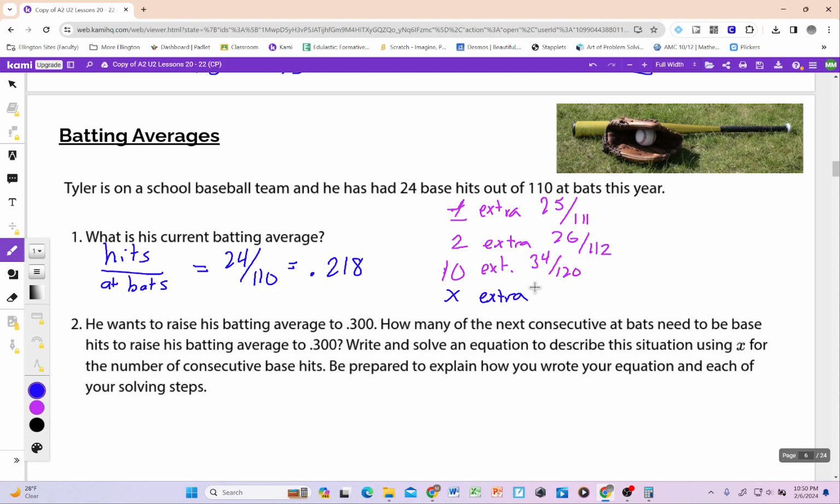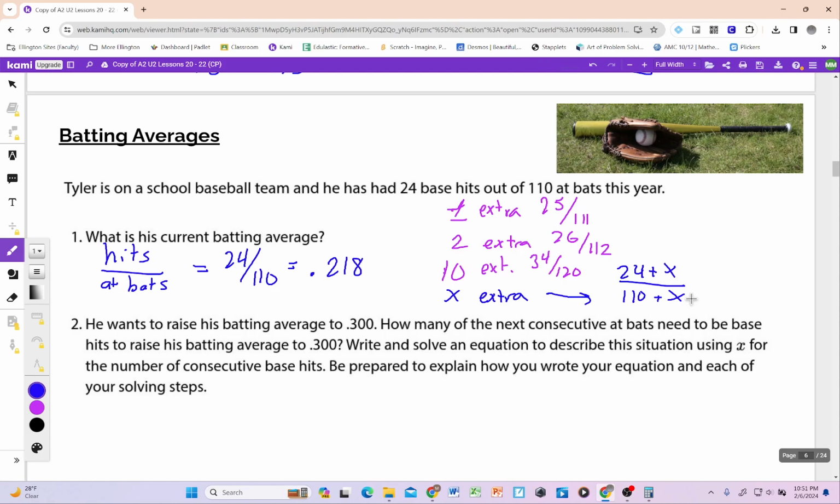So what happens to x? How does the number of extra hits get worked into the numbers? Well, it's just added to the numerator and denominator, right? So x extra hits is going to be (24 plus x) over (110 plus x). We're just simply adding that to the numerator and denominator.